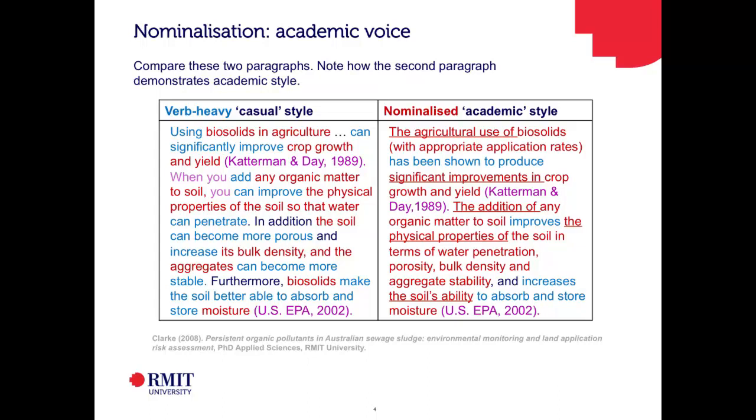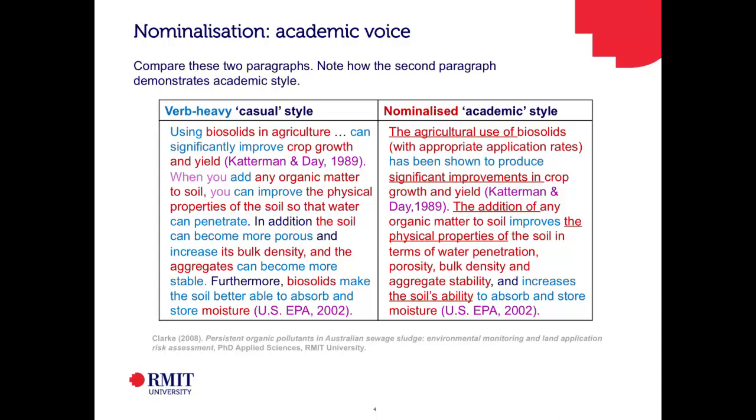Now, a quick glance at the academic style on the right shows how many red noun phrases there are compared to verbs. The nominalised phrases are underlined. There's no you in this paragraph, making it more academic, more objective, and more conceptual than practical, even though it is discussing a very practical issue.